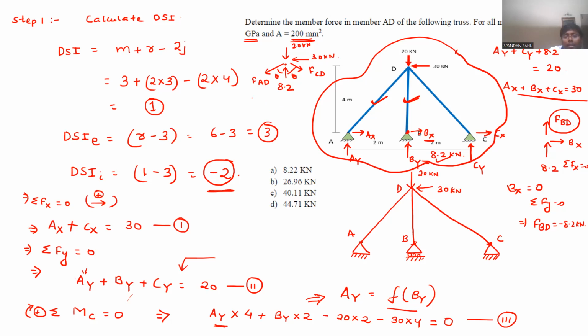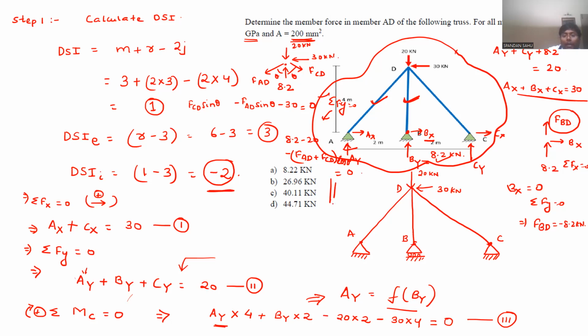Now, you can write summation of Fx equal to 0. Just see, FCD sin theta minus FAD sin theta minus 30 will be equal to 0. And similarly, when you write summation of Fy equal to 0, you will get 8.2 minus 20 minus FAD plus FCD sin theta, sorry, cos theta will be equal to 0. Now, when you solve these two equations, you will get FAD and FCD.